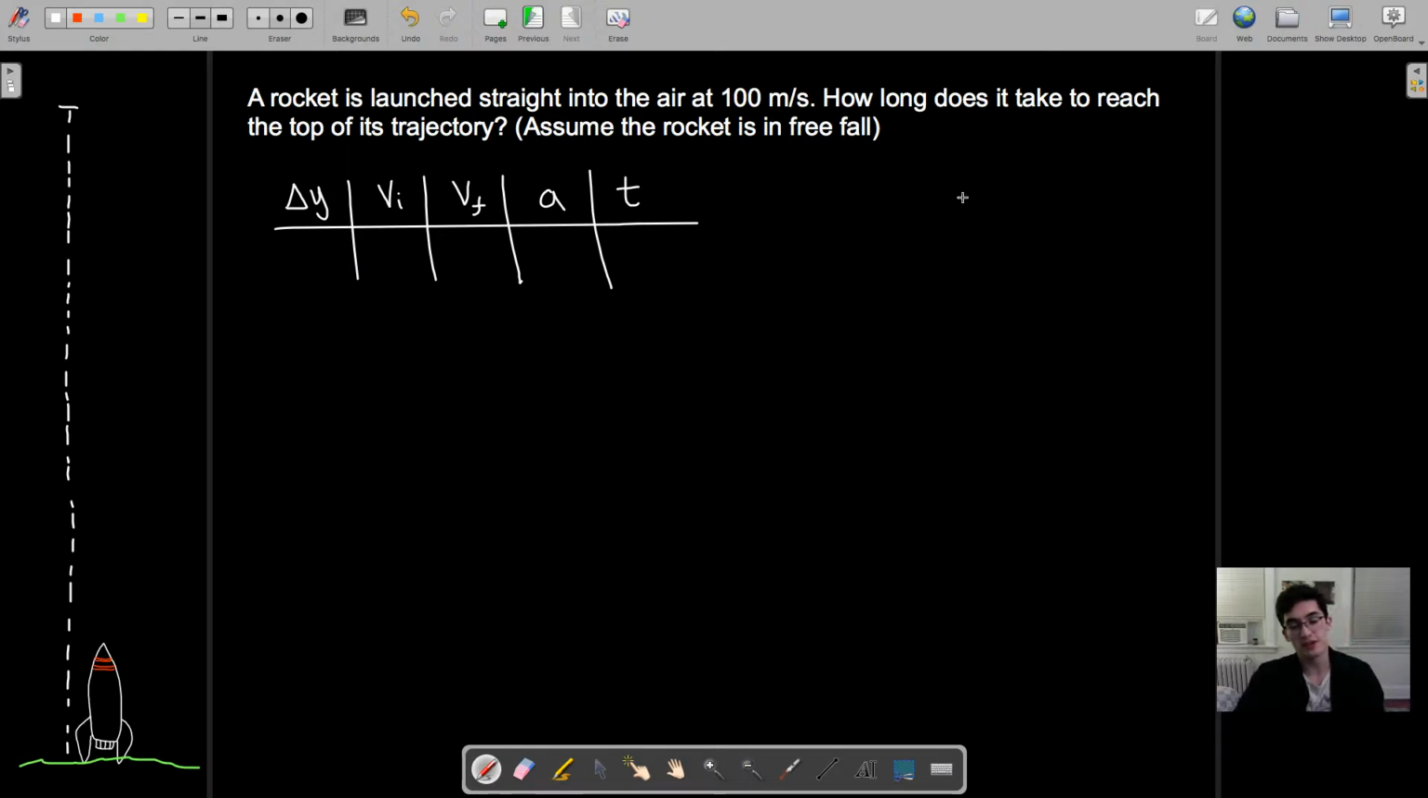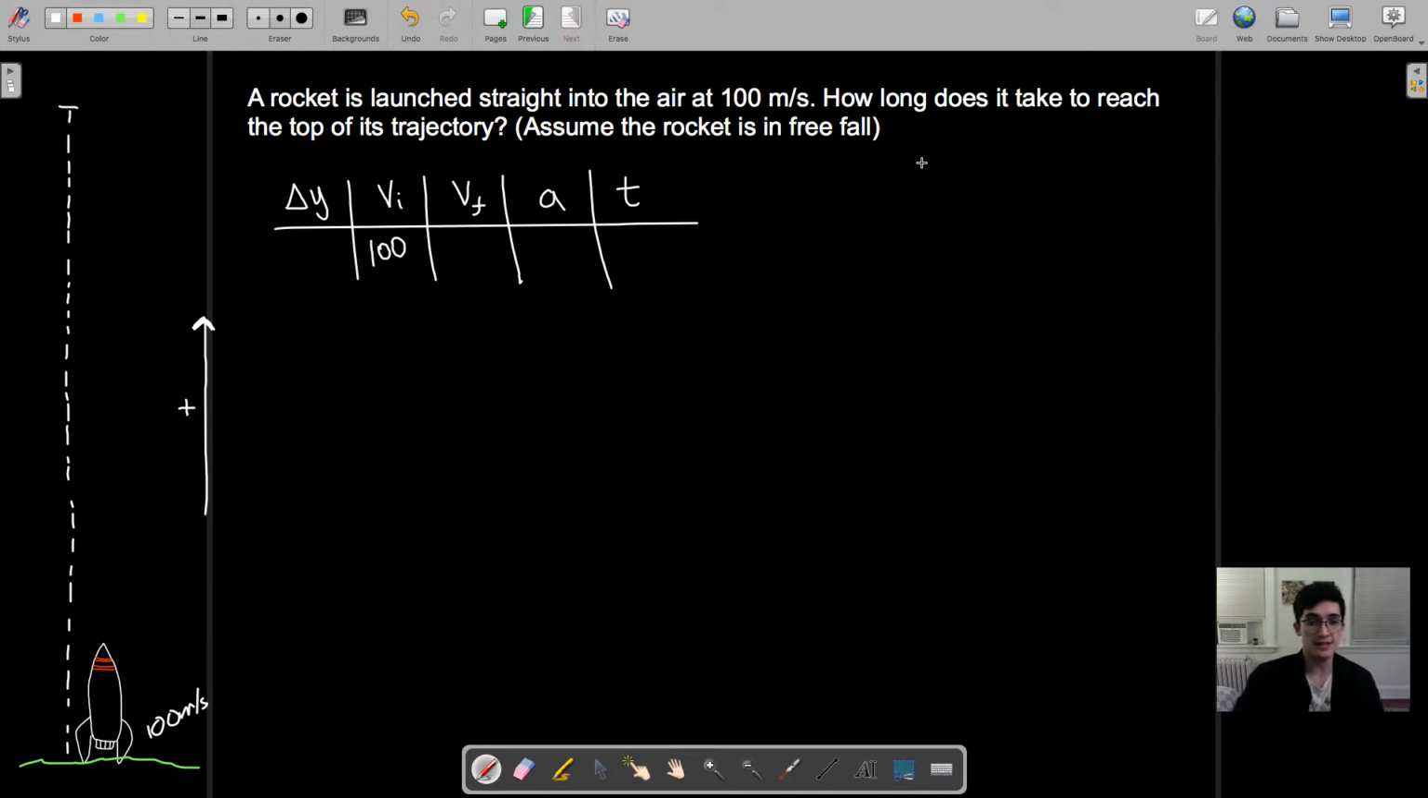A rocket is launched straight into the air at 100 meters per second. So our initial velocity, our launch velocity, is 100 meters per second. And let's go ahead and say, for the sake of just doing things a little differently, let's say that up is positive. It's okay if you said down was positive again, but I'm going to say up is positive this time. So my initial velocity is going to be a positive 100 meters per second.